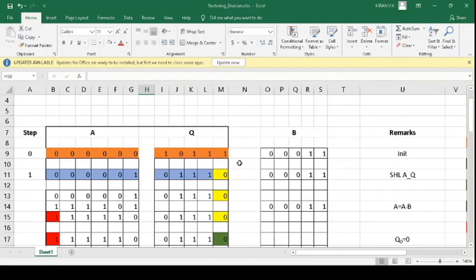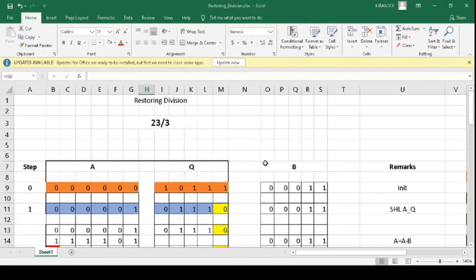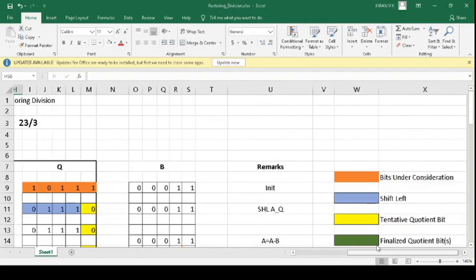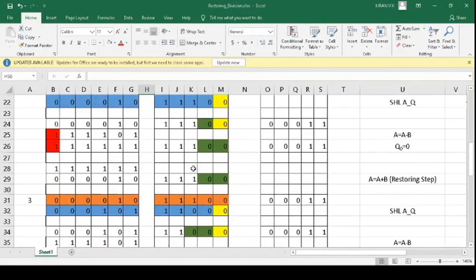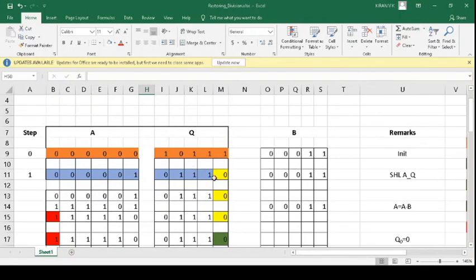Okay, so now we will see some of the important features of the restoring division algorithm, or its common features across all the iterations. If you see all these iterations, there are two things in common. There is a shift left AQ and subtracting B from A.